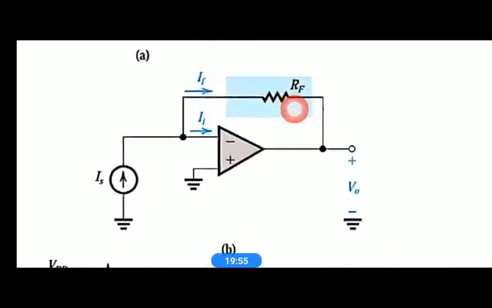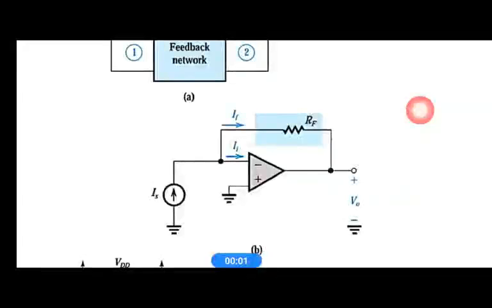As a practical example for this shunt feedback topology, let's see this example. In the first circuit, we are giving Is as an input current to the op-amp. At the inverting terminal, we are applying the Is, right?